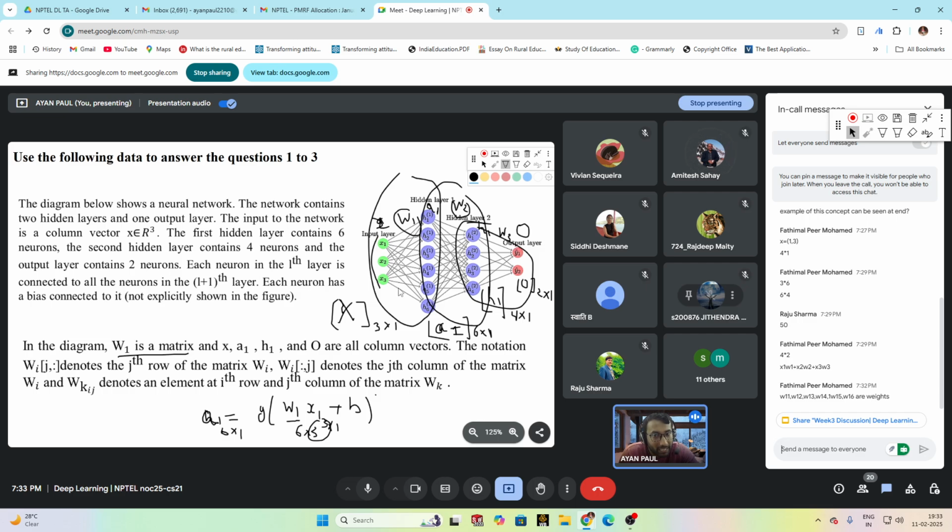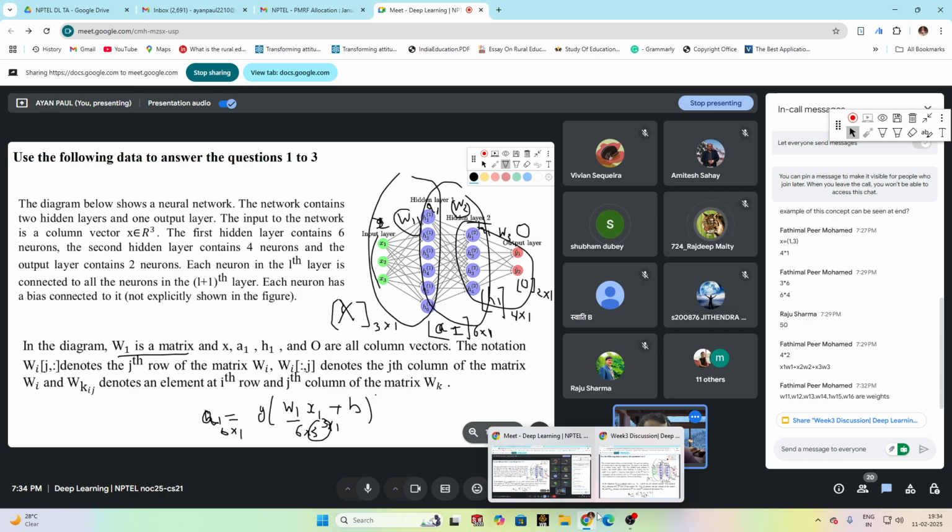So again I am repeating: the dimension of this input layer is 3 cross 1. The dimension of this first hidden layer A1 is 6 cross 1. The dimension of this second hidden layer is 4 cross 1. The dimension of this output layer, or O layer, is 2 cross 1. The dimension of this W1 weight is 6 cross 3. The dimension of this W2 weight is 4 cross 6. The dimension of this W3 weight is 2 cross 4. Okay?